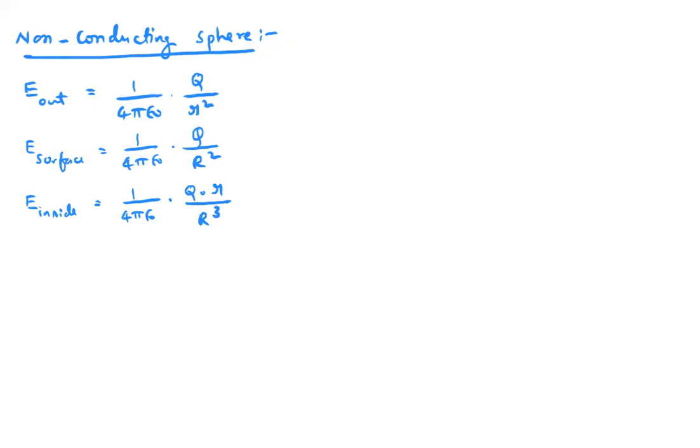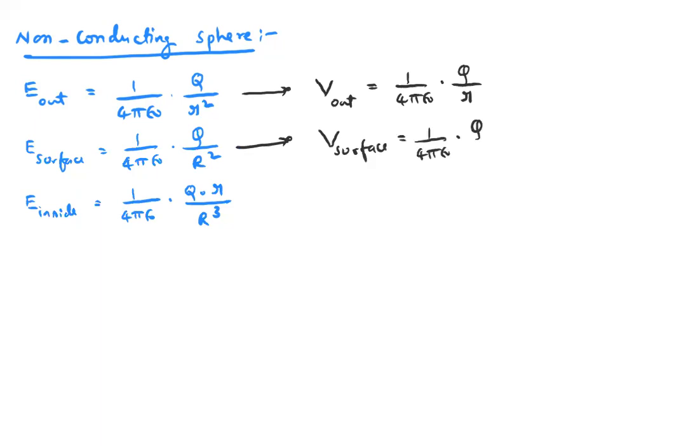In previous classes, we derived the expression 1 by 4 pi epsilon naught Q r by r cube. Electric potential at an outside point is the same as the previous relation, 1 by 4 pi epsilon naught Q by small r. There is no need to derive it; it's the same as the previous conducting sphere we derived. V on the surface is also the same, 1 by 4 pi epsilon naught Q by capital R.